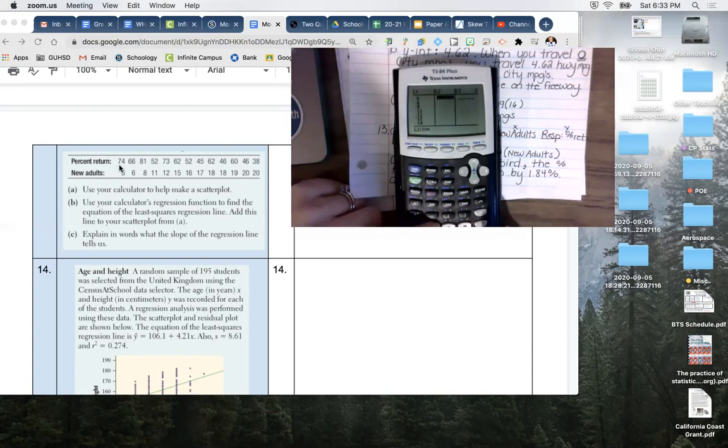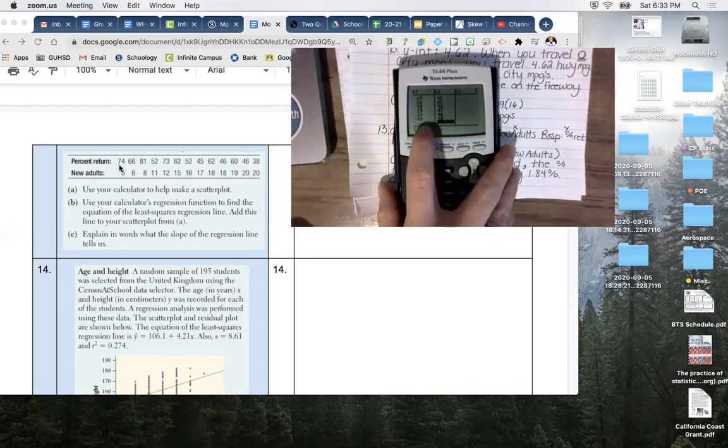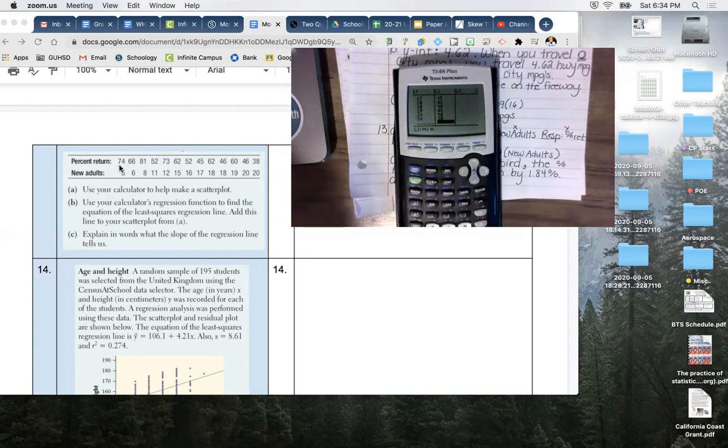So we have on this one, 74% returning, 66, 81, 52, 73, 62, 52, 45, 62, 46, 60, 46, and 38. Oops, 38. You'll want to make sure that they line up. So you'll notice that mine line up. If you're using the Statlet, you'll be able to see that as well. Make sure that your values line up.